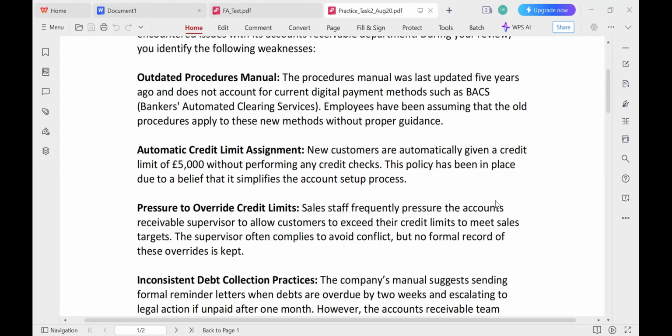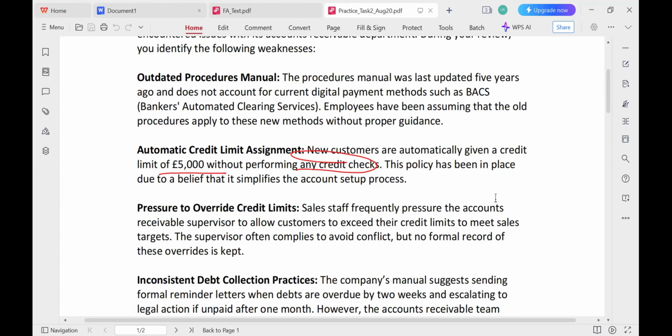Okay, let's have a look at the second one. Automatic credit limit assignment. So what they're doing is they are assigning the credit limits automatically without reviewing it manually. Okay, so new customers are automatically given a credit limit of 5,000, right? That's big, that's not small. Okay. Without performing any credit checks. So this policy has been in place due to the belief that it simplifies the account setup process.